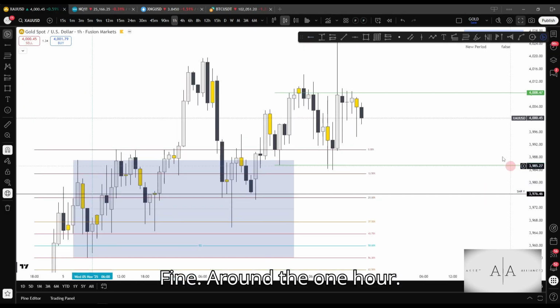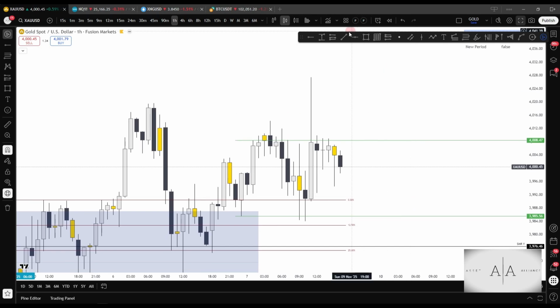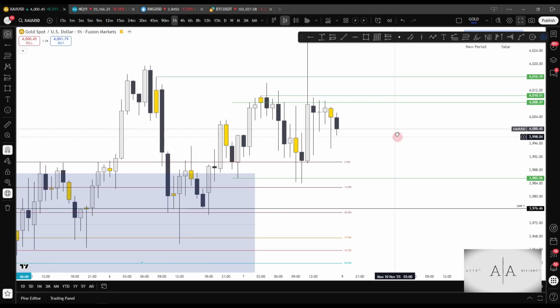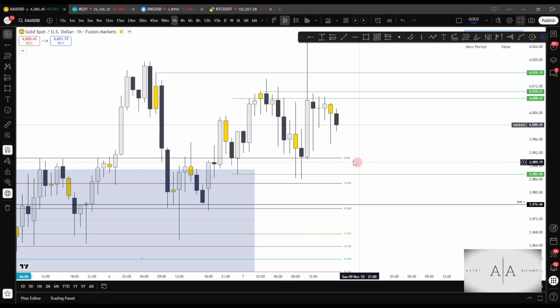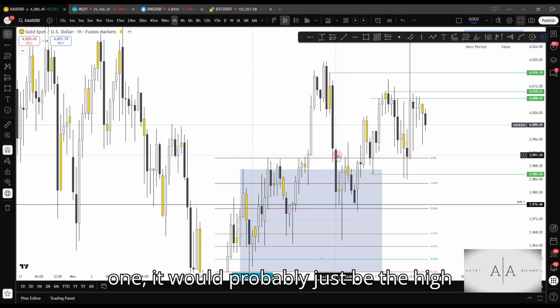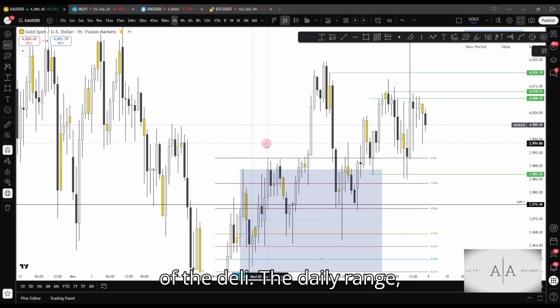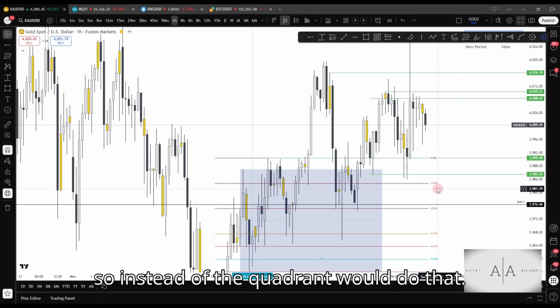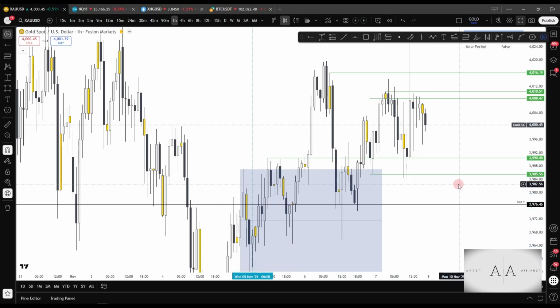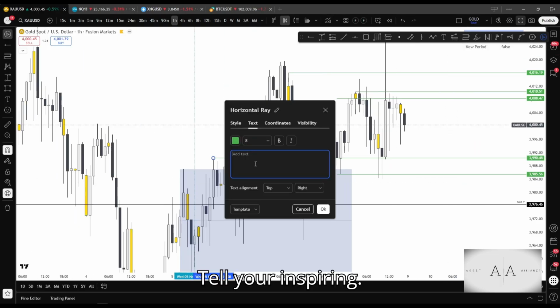Go down to 1 hour. Put this high there. Perfect. Don't really need a quadrant on this one. It would probably just be the high of the daily range. So instead of the quadrant, we'll just do that. It's gonna be our daily range high.